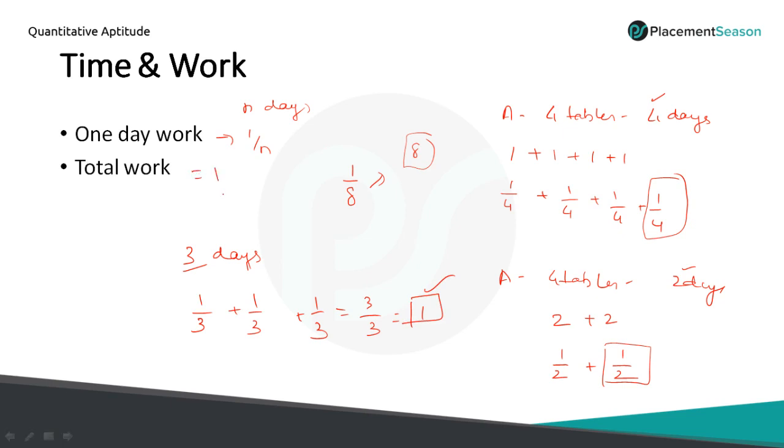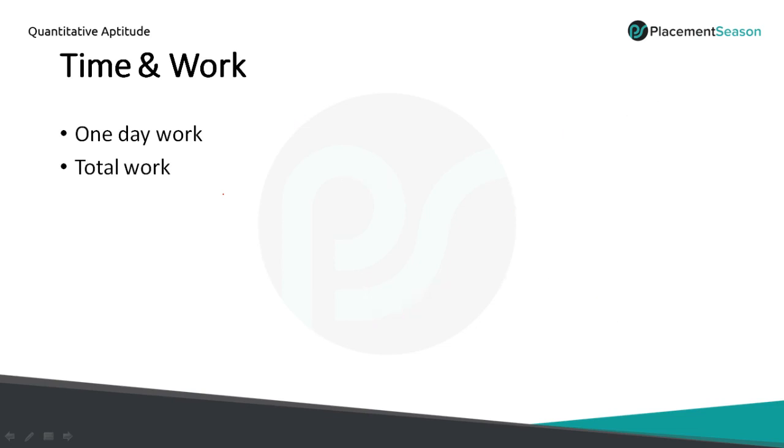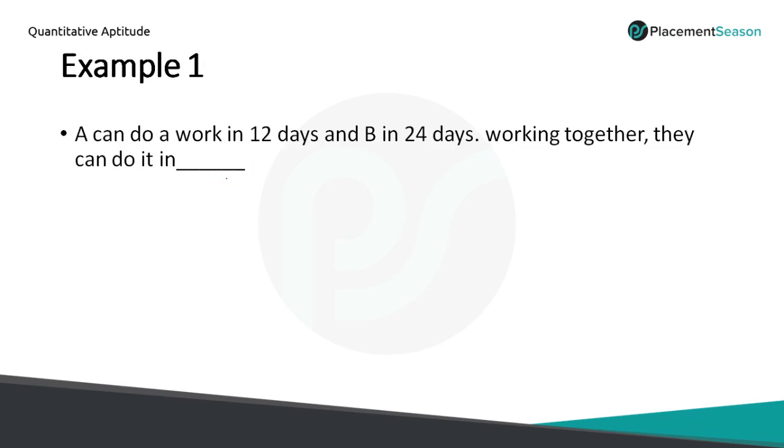So remember these two terms. You will use these values in all the problems. So you have to remember one day work. If they have given the number of days n, one day work is 1/n. Total work is always equal to 1. Let's discuss a simple example based on this.